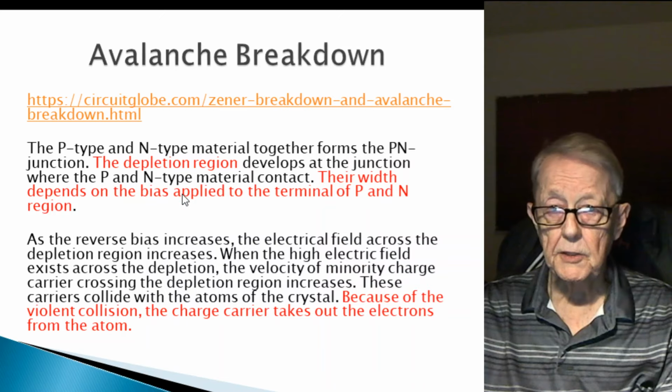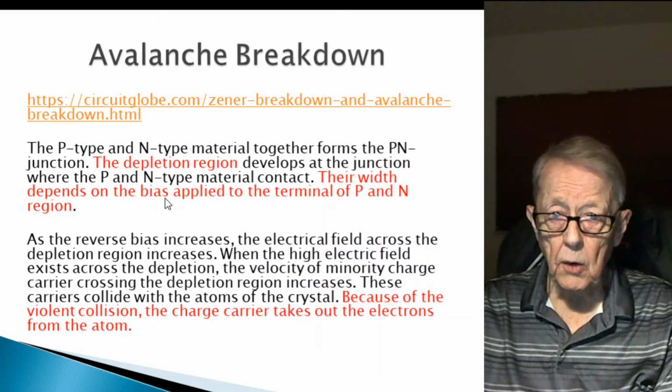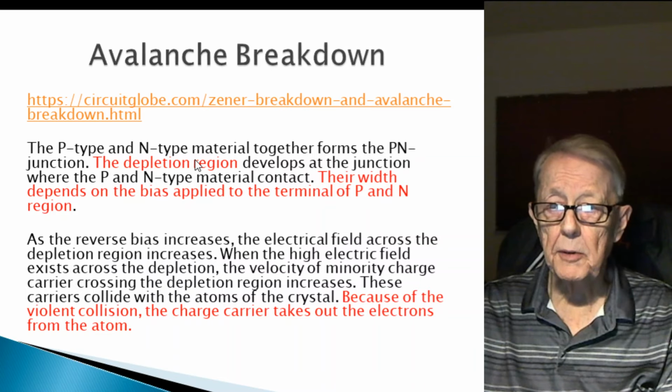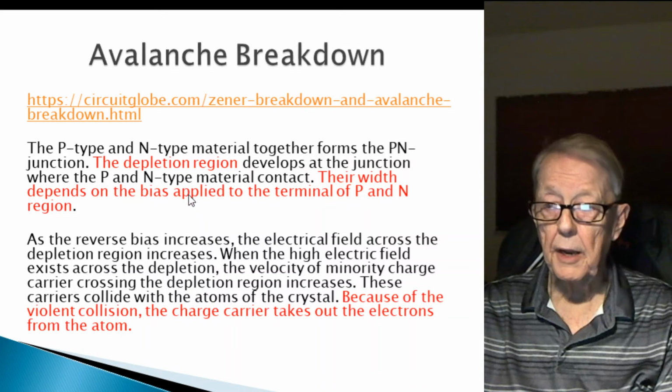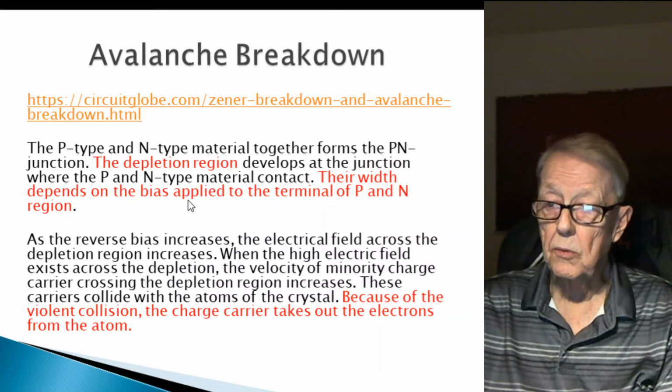In case this is the avalanche breakdown, and from this link, we're told that p-type and n-type material together forms the p-n junction. The depletion region develops at the junction where the p and n-type can connect. Their width depends on the bias applied to the terminal of the p and n regions. In other words, the voltage.